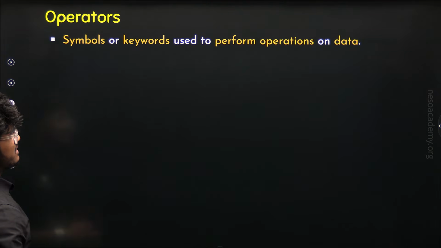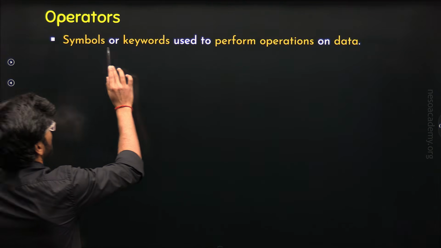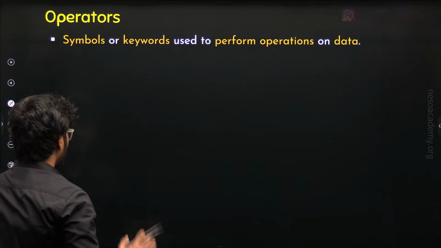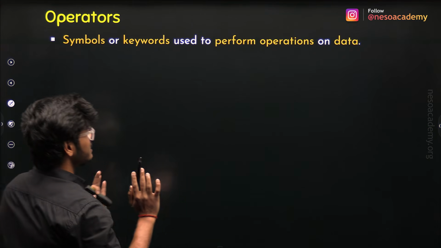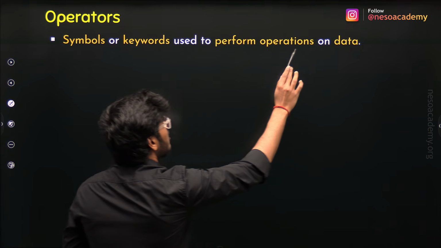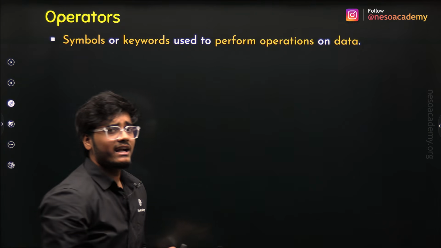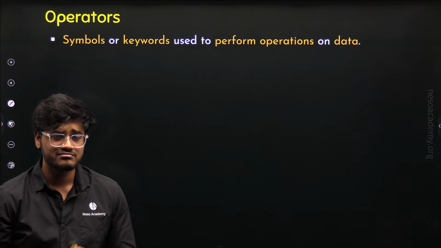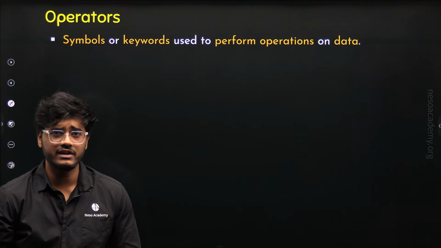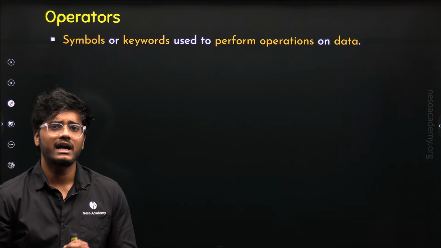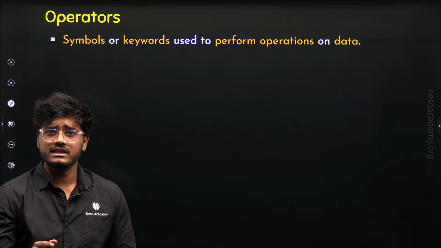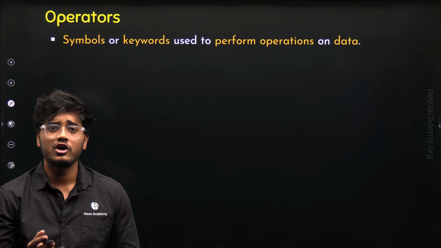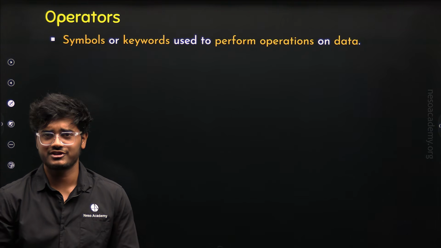Now, what are operators? Operators are symbols or keywords used to perform operations on data. Means operators are symbols or keywords which are used to perform operations on data values. Data values such as constants, signals, variables, numbers, etc. So, operators are symbols or keywords which take multiple input values and perform an operation. And these input values are called operands. So, operands are the data values on which an operator performs an operation.